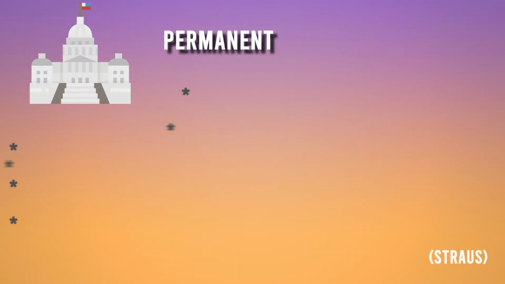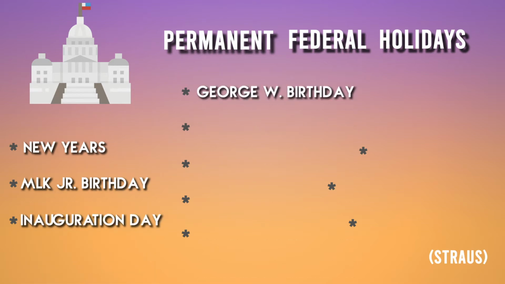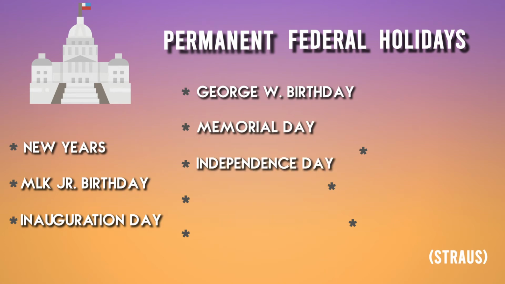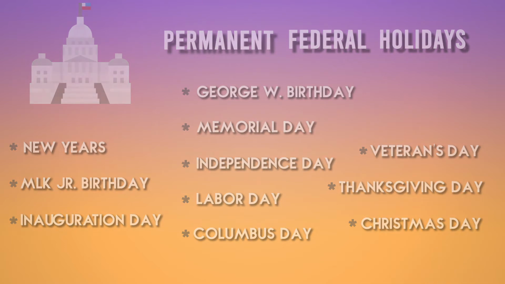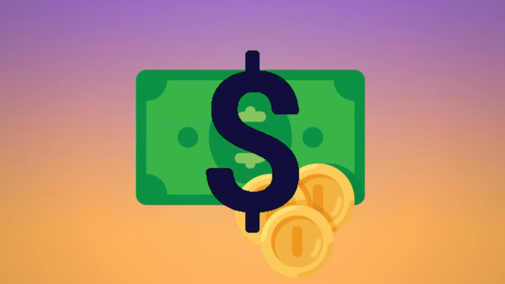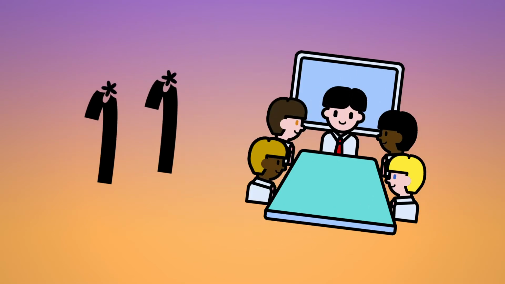These days, the U.S. government has established these 11 holidays as permanent federal holidays: New Year's, Martin Luther King Jr.'s birthday, Inauguration Day, George Washington's birthday, Memorial Day, also known as Decoration Day, Independence Day, Labor Day, Columbus Day, Veterans Day, also known as Armistice Day, Thanksgiving Day, and Christmas Day. On these days, government employees get paid time off to stay away from work and celebrate in honor of the occasion. Of course, though, the list took some debating and wasn't always these 11.